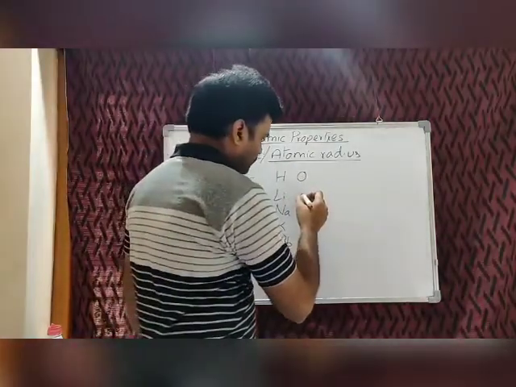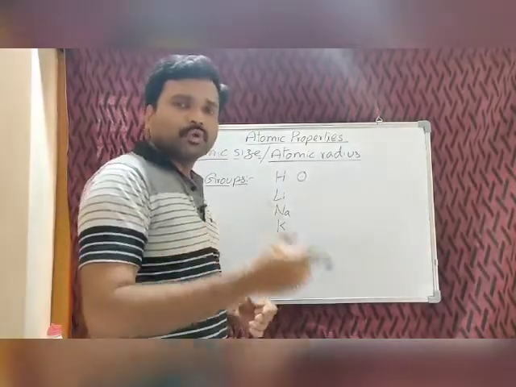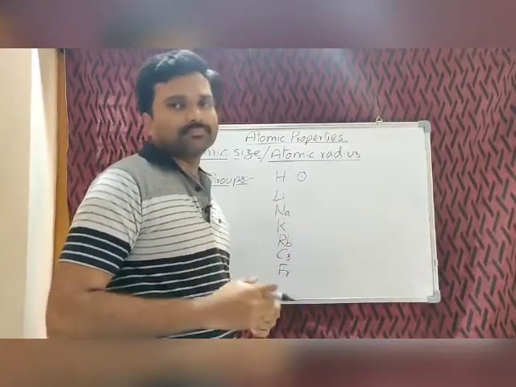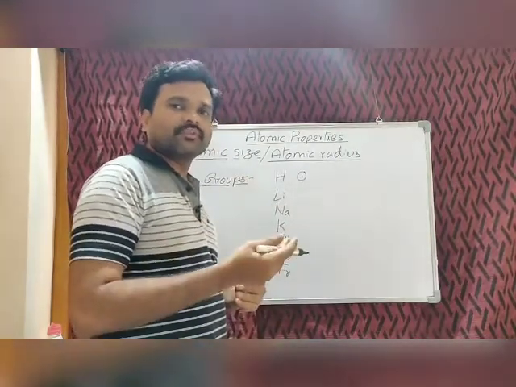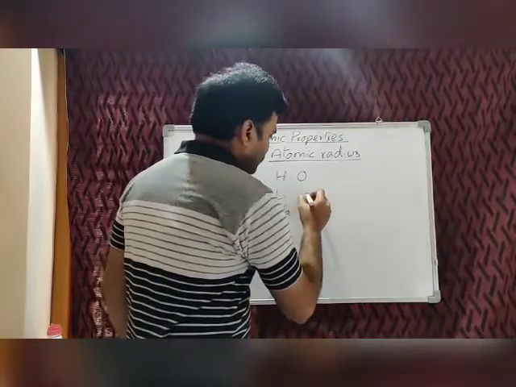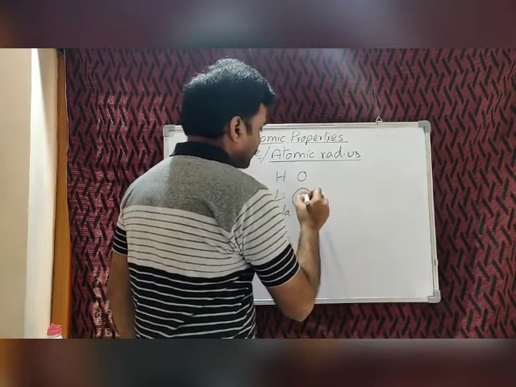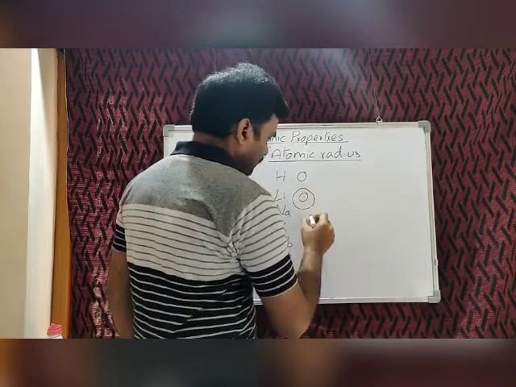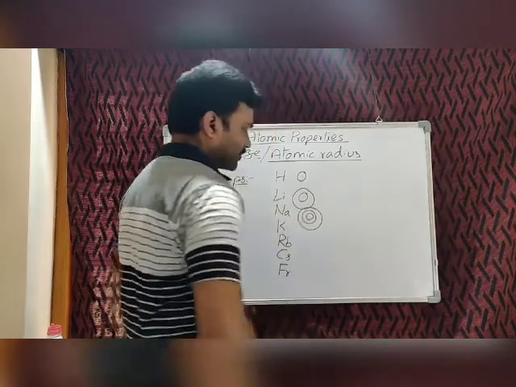If you consider lithium, it has 3 electrons. Its configuration is 1s2, 2s1. That means it has a total of 3 electrons. 2 electrons are in the first orbit. The third electron is in the second orbit. So it contains a total of 3 electrons orbiting in 2 orbits around its nucleus. If we consider sodium, it has 11 electrons with 3 orbits.